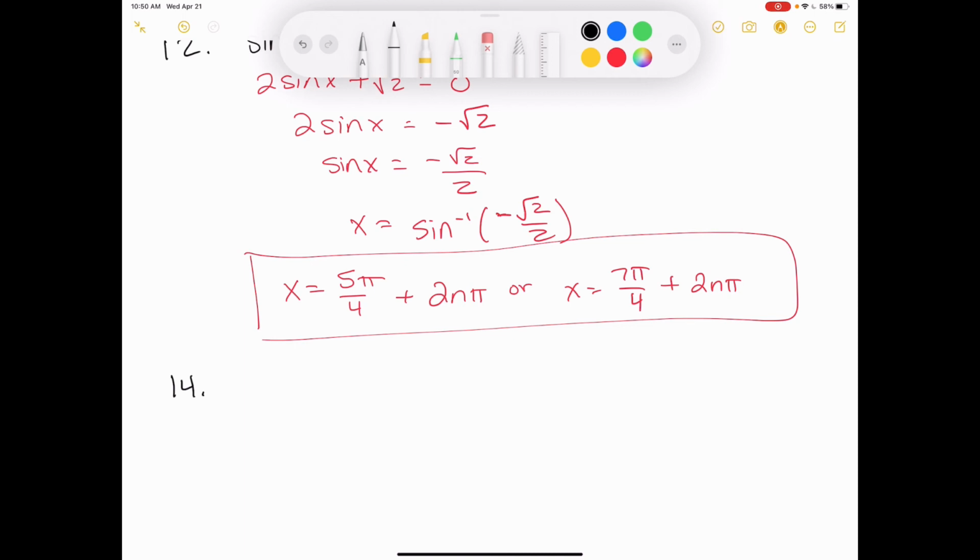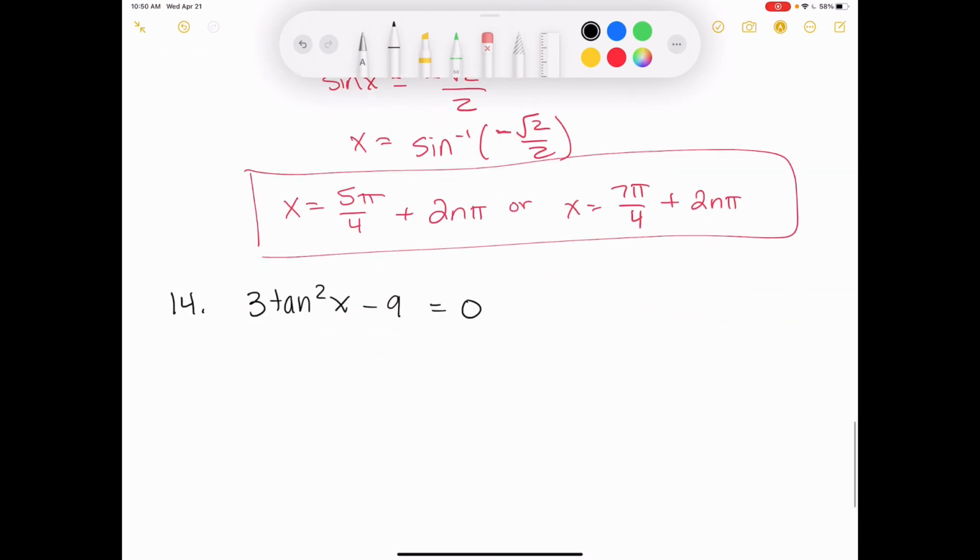3 tangent squared of x minus 9 is equal to 0. Just really quick before you do this: treat it as the tangent of x and then the whole thing squared, so take the square root before you try to inverse it. But you've got to do stuff before you do that.